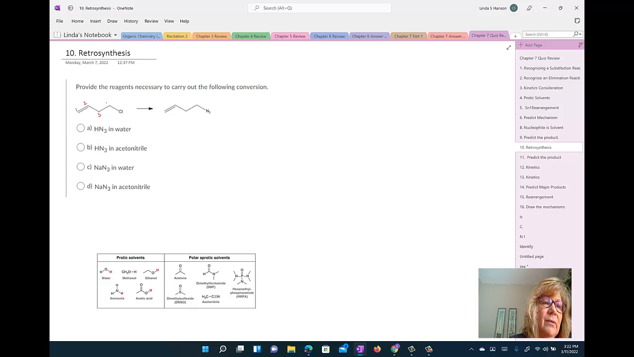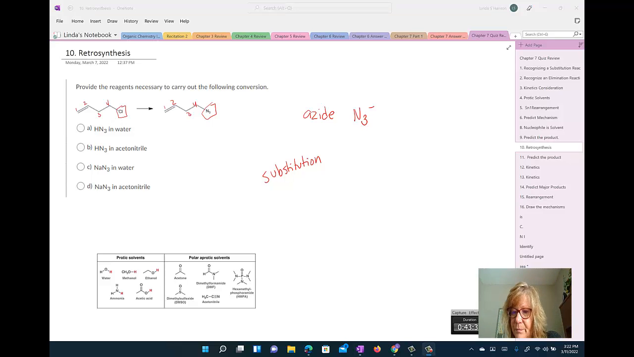Everything in this structure is exactly the same except the last atom in the reactant. We have a chloride, so that's called our alkyl halide. And we see that it's been substituted with the azide ion. So this is substitution. I know it's substitution because the chloride has been replaced with the azide. Really what we're asking ourselves then is what type of nucleophile, N3 negative, would work in what type of solvent?